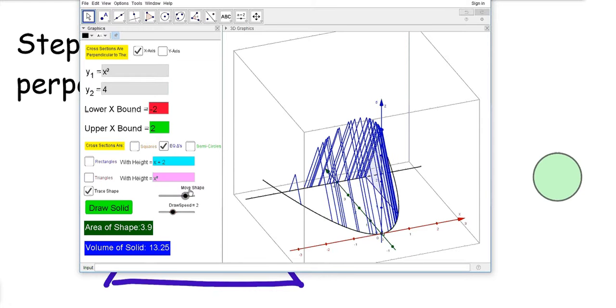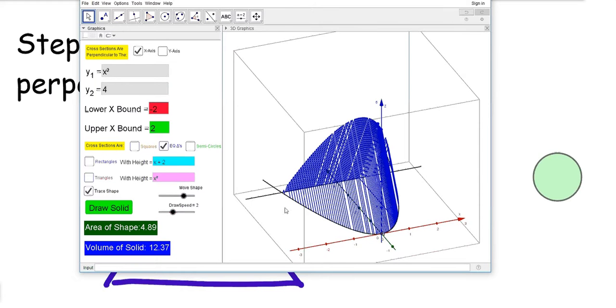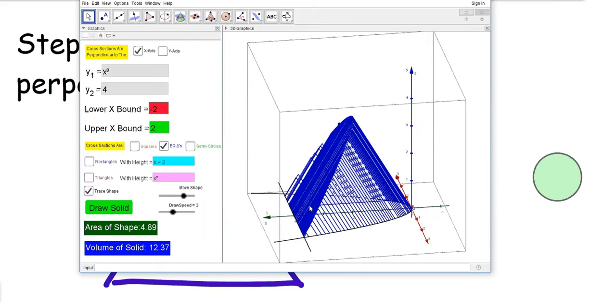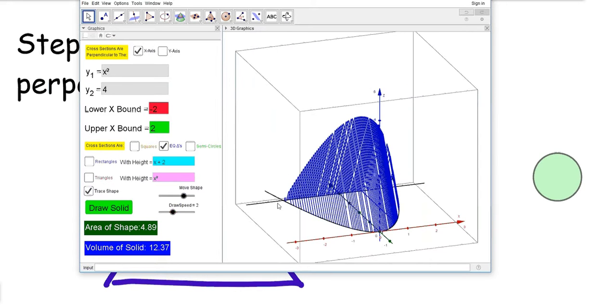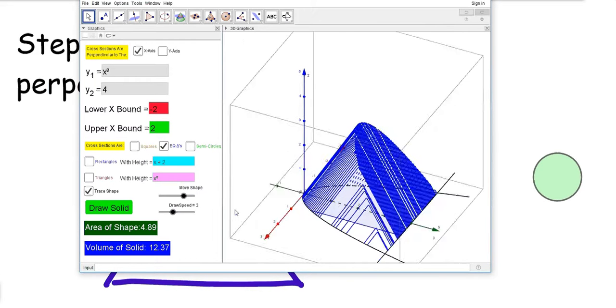Okay, so as you trace these different cross sections, you can see that it starts to form a 3-dimensional shape. Okay, and you can rotate this and kind of see what it looks like from every angle. It is a very odd looking shape, kind of like a wedge, I would say, maybe. At any rate, it's 3 dimensions, right?